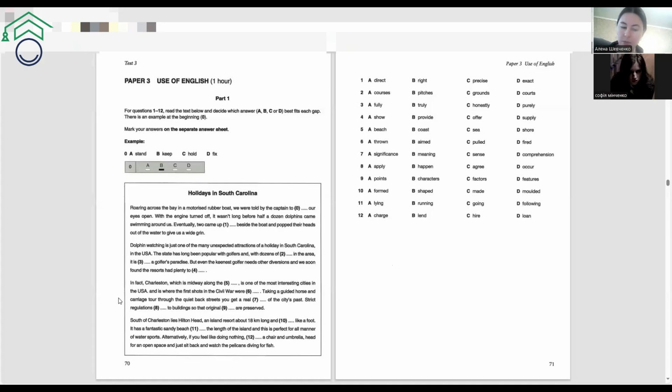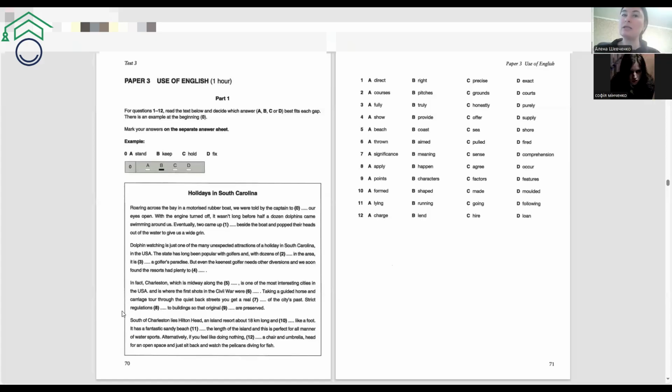Okay, number 8. So A, apply, B, happen, C, agree, D, occur. Again, for choosing, we have to look at the sentence itself. Variant A, apply. Yes, you're absolutely right. And the same sentence, but different options. So for number 9, we have A, points, B, characters, C, factors, and D, features. Features. Totally correct. So D, features.